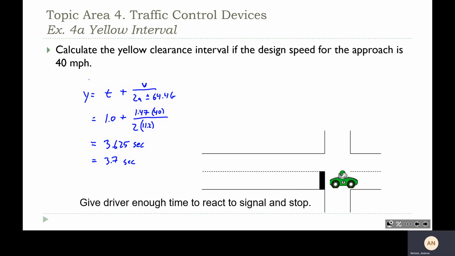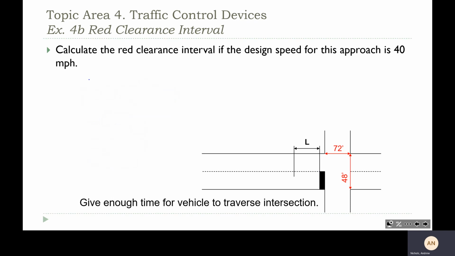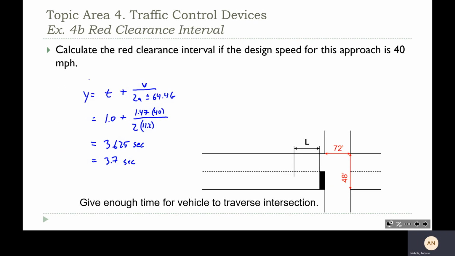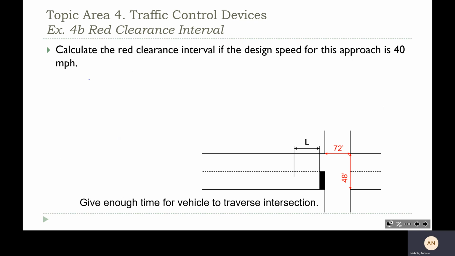All right, so the next one, let's see how its animation works. So the next one, we want to calculate the red clearance interval if the design speed for this approach is 40 miles an hour. Oh yeah, this is all jacked up. We don't even have a car. What is happening? So there should be a little car here.